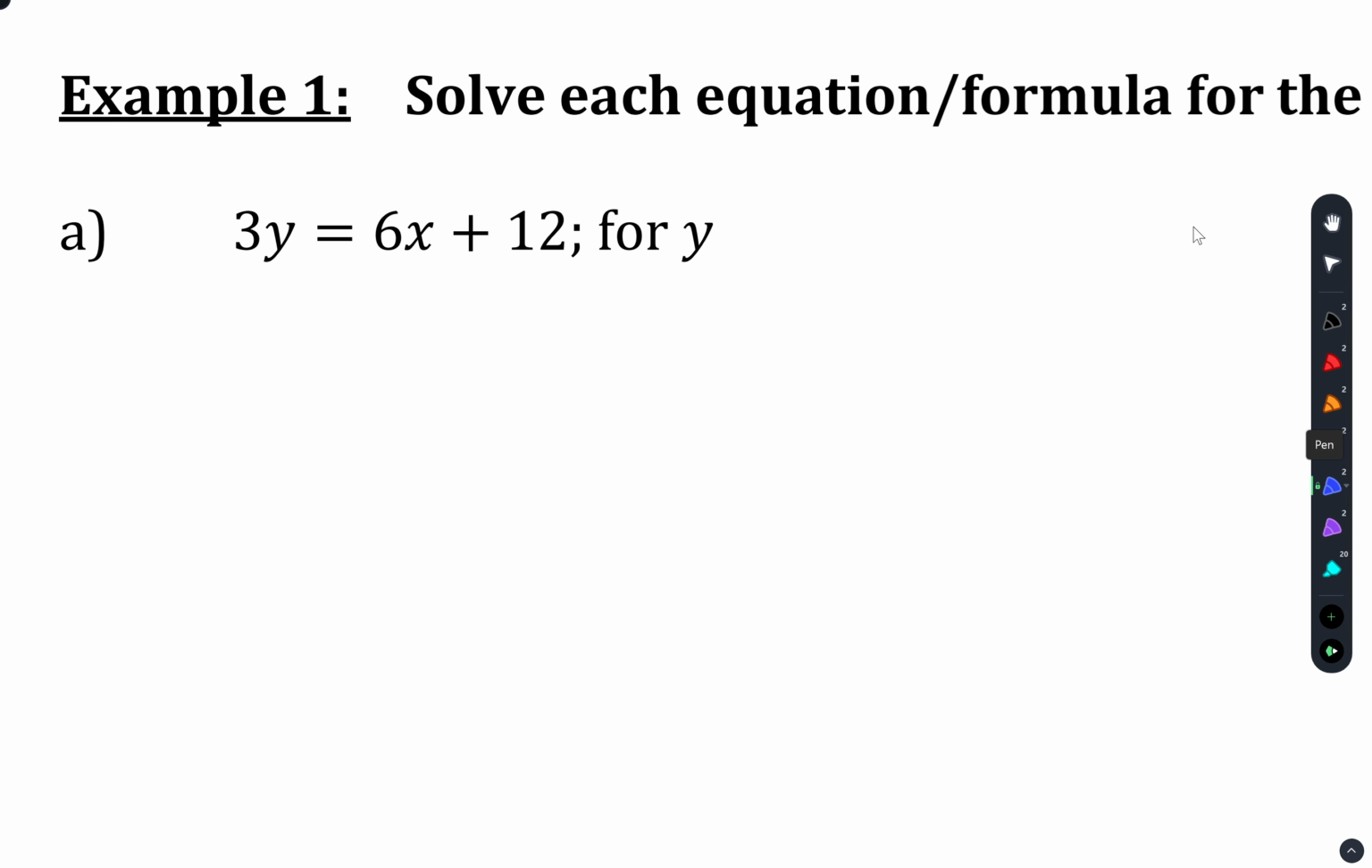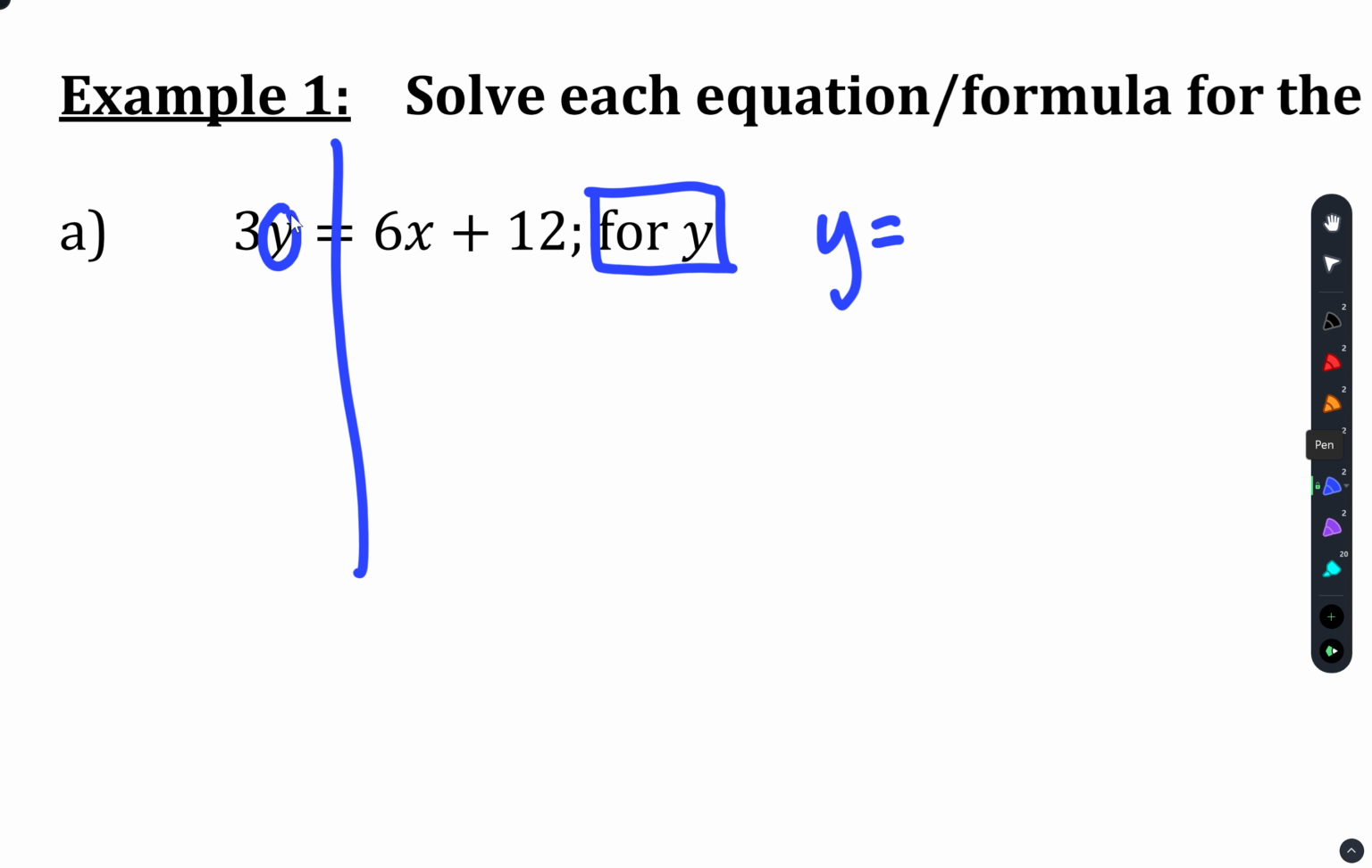So in letter A, it says to solve this equation for y. That means my answer is going to be an equation that starts with, or maybe ends with, y equals. Y will be on one side of the equation all by itself, and everything else will be on the other side. Just like in all of these examples so far, I'm going to use my reverse GEMDAS to solve for these specific variables. Here is the y that I'm trying to isolate. I can see that it's multiplied by 3, so to undo, I would divide by 3.